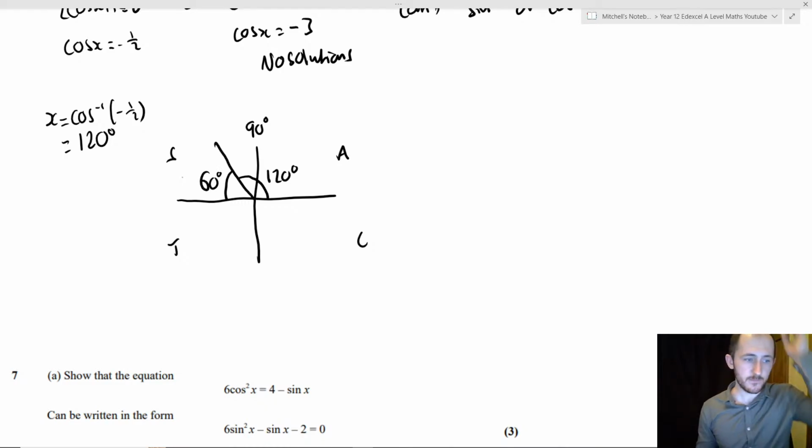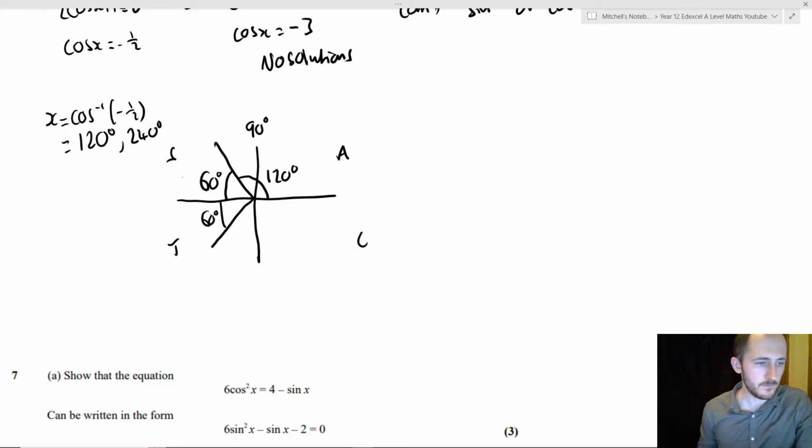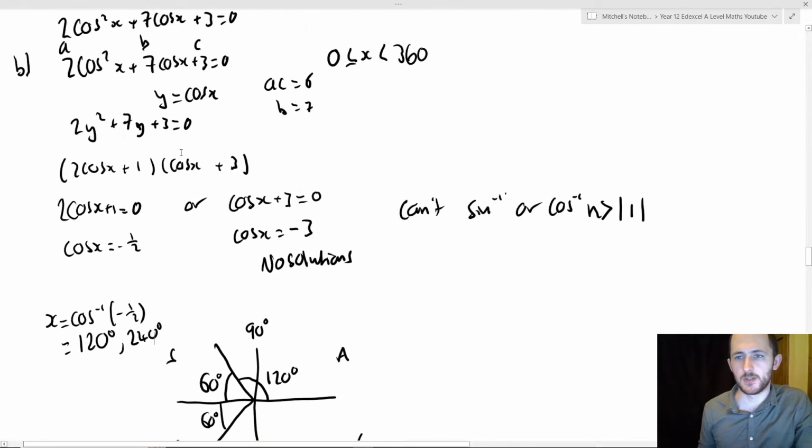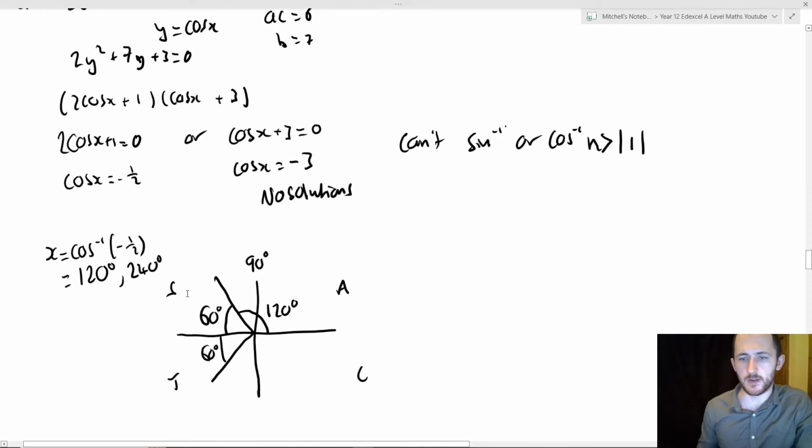So where else is cos negative? Well, it's going to be in the tan section. If we go all the way around, this would be 60. So we'd have 180 plus 60, which is 240. And if we go around again, obviously we get a number bigger than 360, which is outside our range. So those two are the only values there.